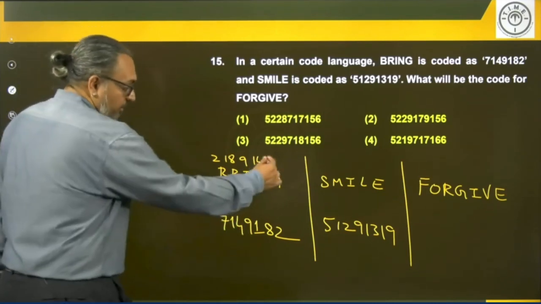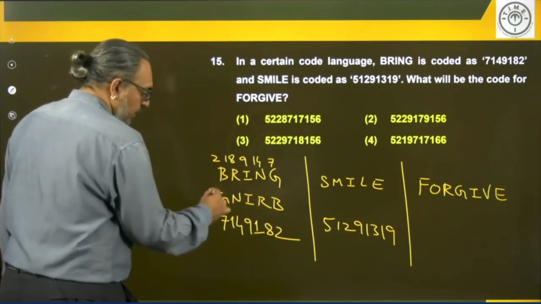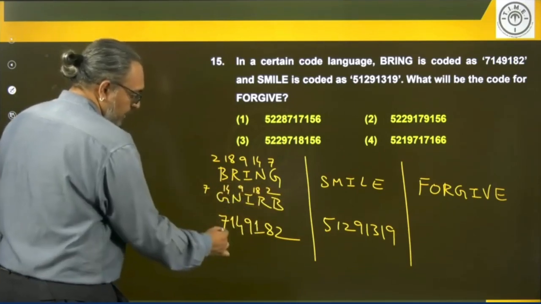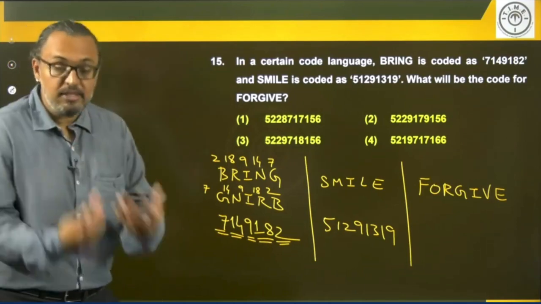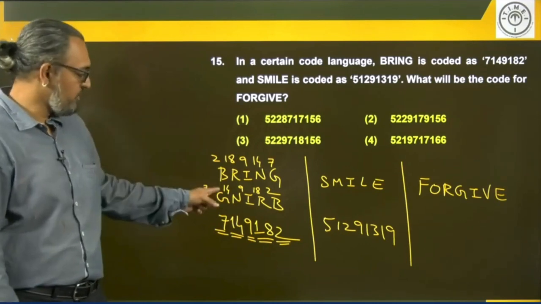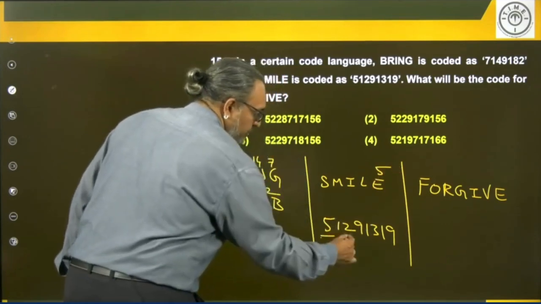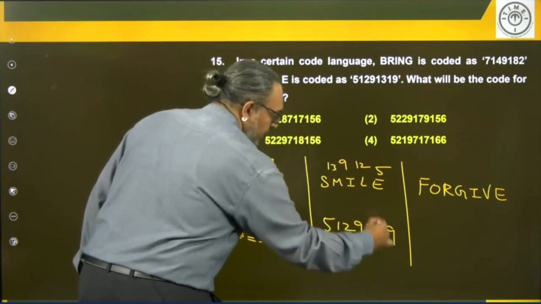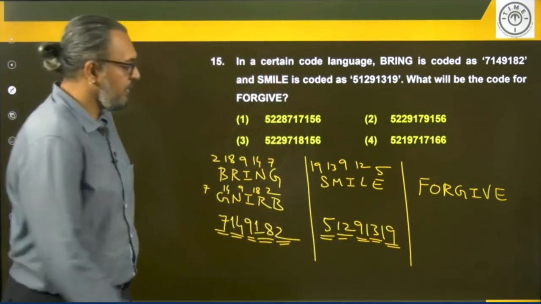Now look at the reverse. If I reverse this, G, N, I, R and B, and take the numbers: 7, 14, 9, 18, 2. Check this, 7, 14, 9, 18, 2. So they have reversed the word and then taken the place values and put it as a number. The word is reversed and then the place values are considered. So we do the same. So 5, the last will be here. L is 12, that is next. I is 9, that is next. M is 13, that is next. S is 19, that is last. So it's the reverse.